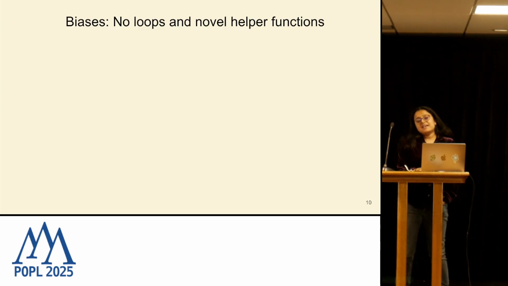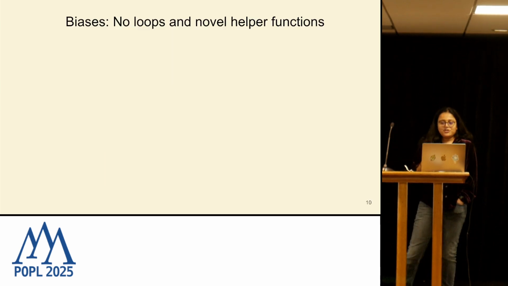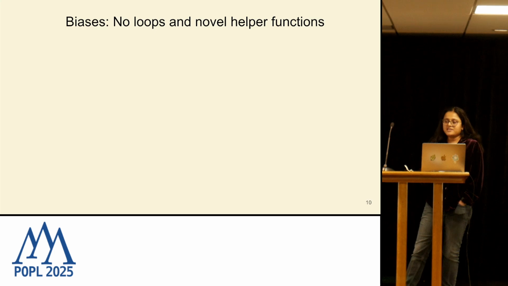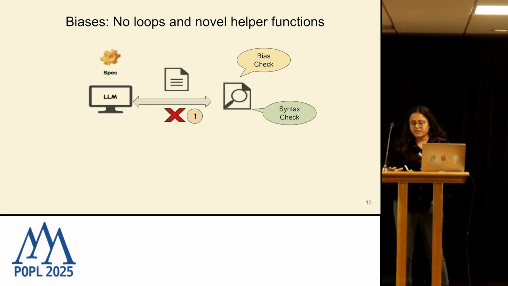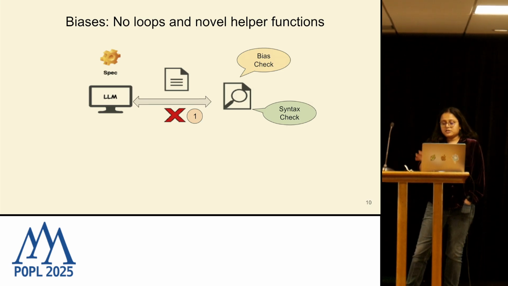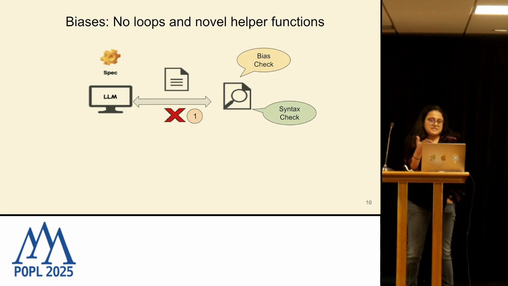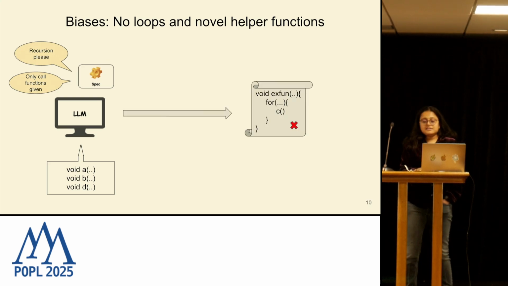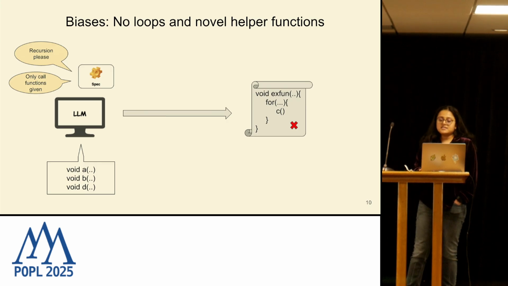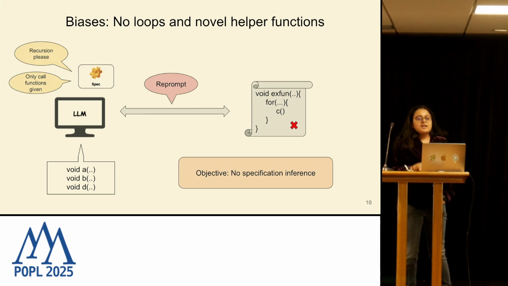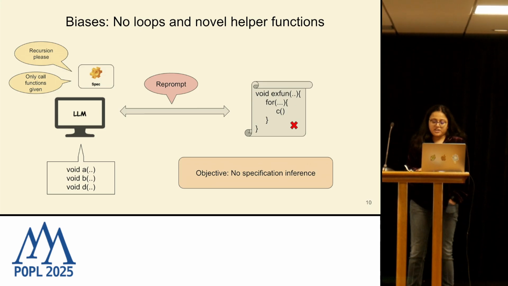So what we say is no to loops and yes to recursion, and we give it a set of helper functions, and we only ask it to use those helper functions, to not infer any novel helper function. So if you take a look at the workflow, this is the first part where, let's say it passes the syntax check. In the LLM, we say recursion please and only call the functions given. And if it doesn't follow the biases, we reject them and keep reprompting until the program is generated in the correct shape. So here we meet our objective of no specification inference.